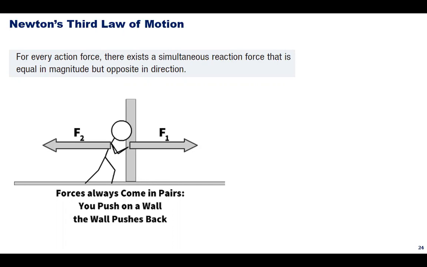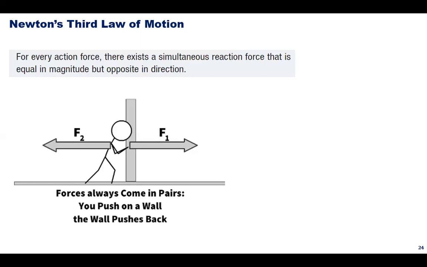So Newton's third law of motion states that for every action force, there exists a simultaneous reaction force that is equal in magnitude, but opposite in direction. So Newton's third law is also known as the action-reaction principle. For example, if you push east on a wall, the wall exerts a simultaneous force west on you, causing you to move away from the wall.